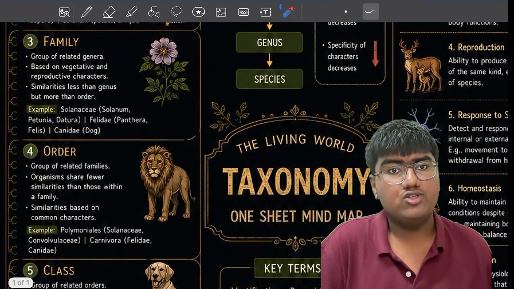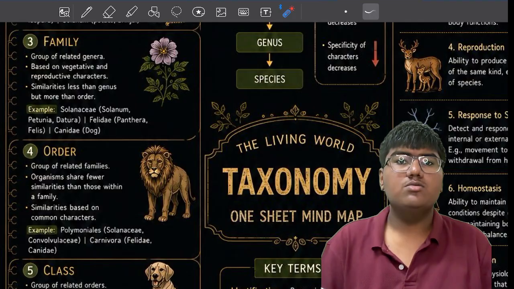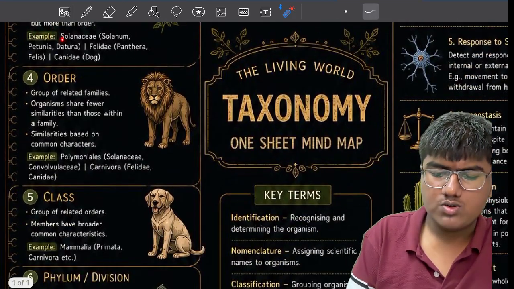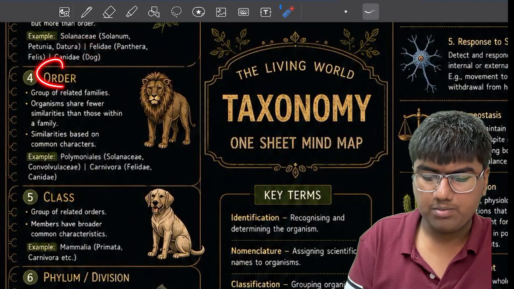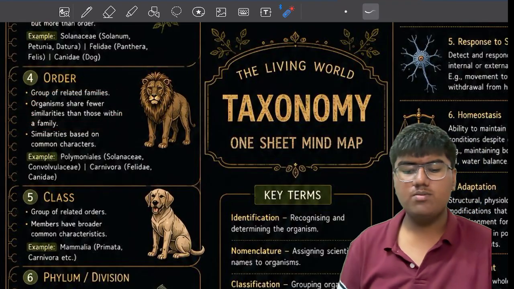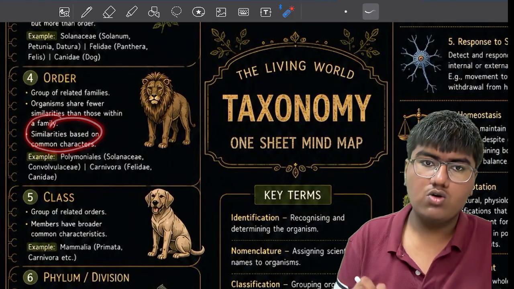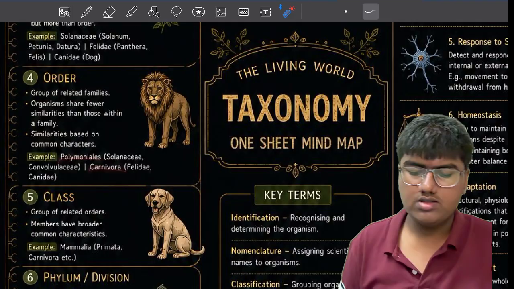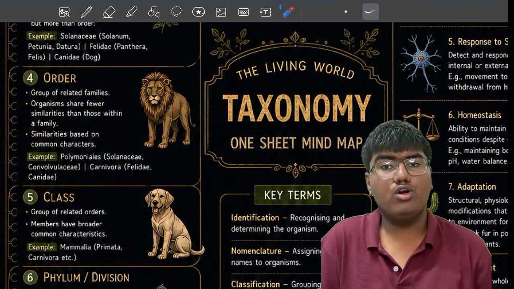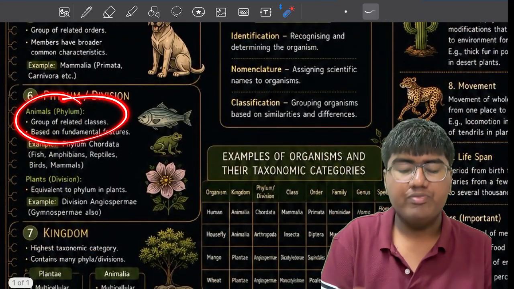Family is a group of related genera based on vegetative and reproductive characters. Similarity is less than genus but more than order. Solanaceae, Felidae, and Canidae are examples. Order is related families. Organisms share fewer similarities than those within the family. Similarities are based on common characters. Examples: Primata and Carnivora. Class is related orders. Members have broader common characteristics. Mammalia is an example.